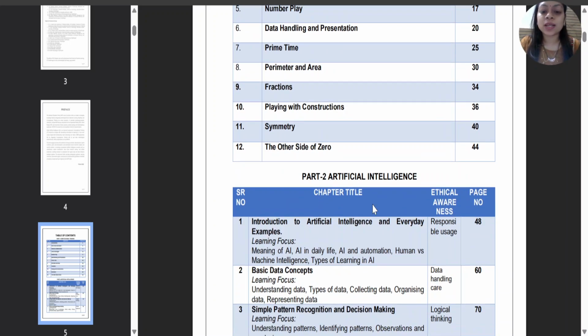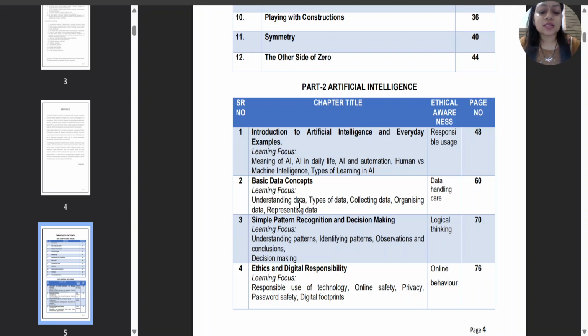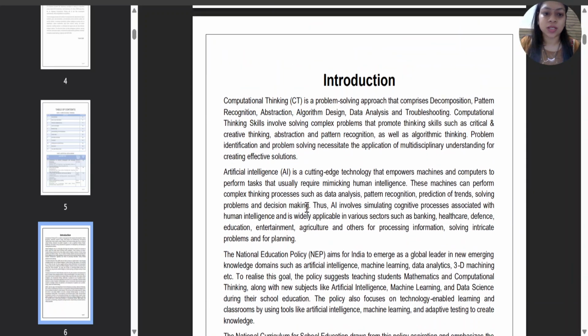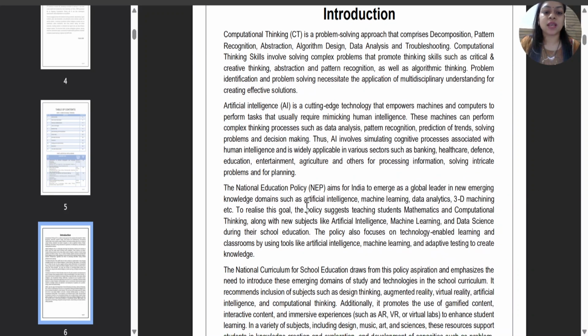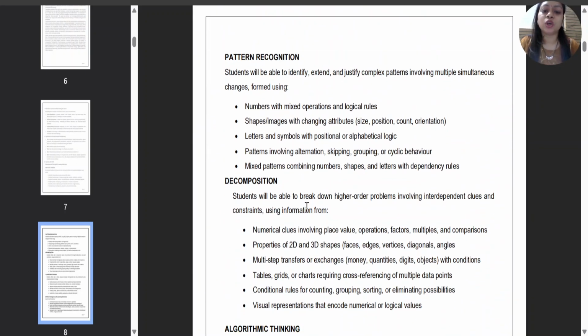In part 2 you will get AI, that is artificial intelligence, and how these chapters will help you to understand AI and how you can use it in your daily life, with everyday examples. Basic concepts like understanding data, types of data, how we can collect the data, how we can organize the data. All these things are required to understand AI in your daily life and in a digital format also. Then you will get an introduction on what CT means, what AI means, and the book will continue and the topics will start.